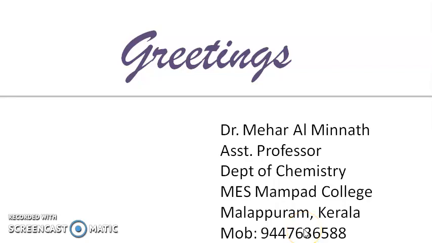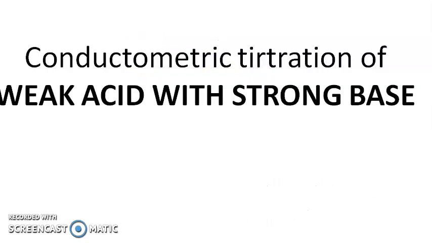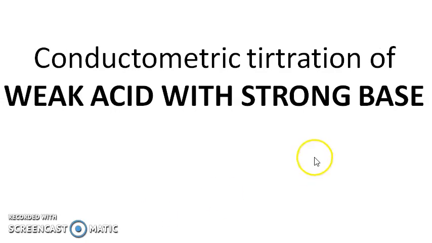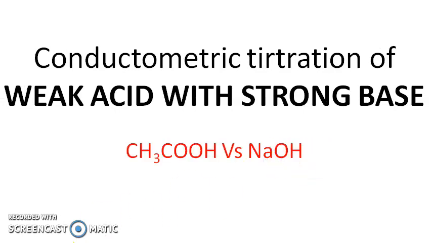Hi, we shall discuss the conductometric titration between weak acid and strong base, weak acid and weak base, and mixture of acids with strong base. Earlier we had seen the conductometric titration of strong acid with weak base and strong acid with strong base. Now let us first see the titration of weak acid with strong base, and as an example we shall take up the reaction between acetic acid and NaOH.